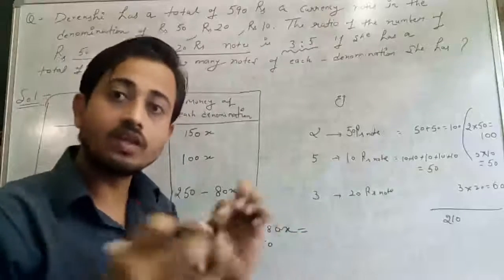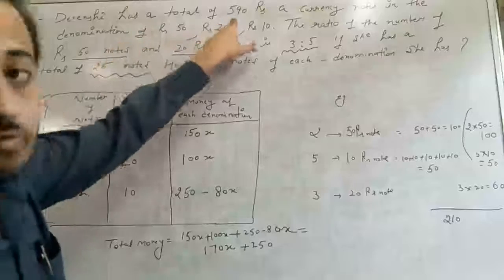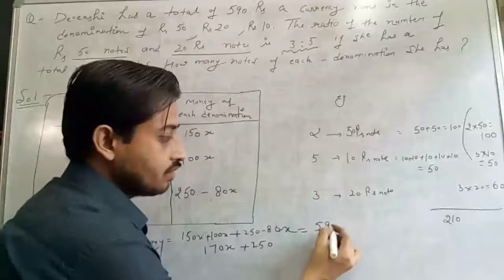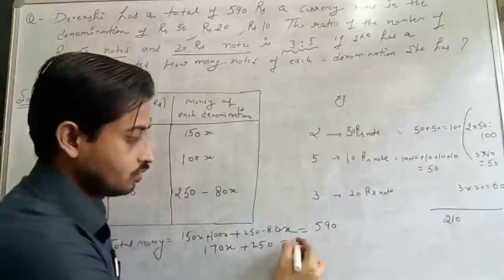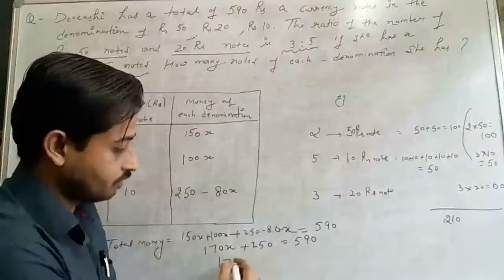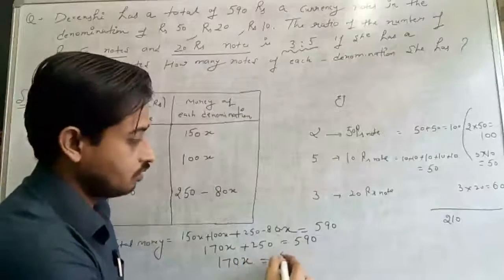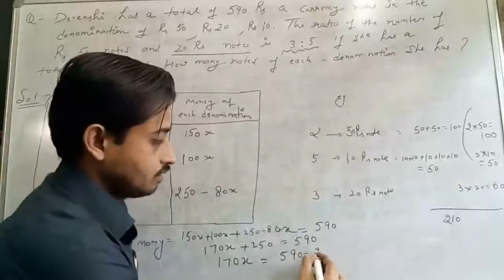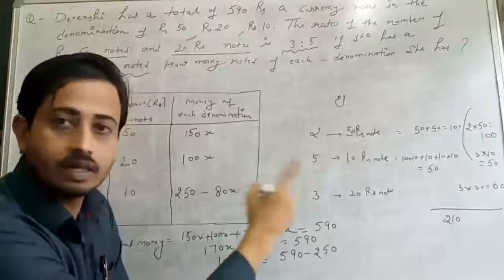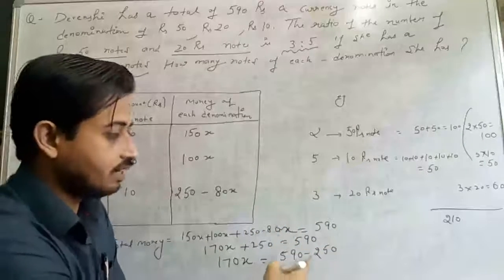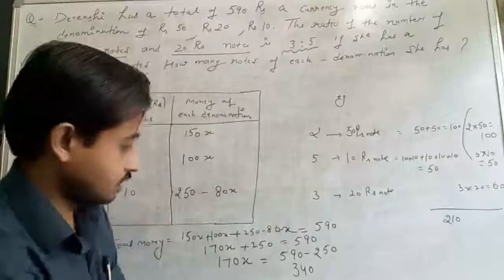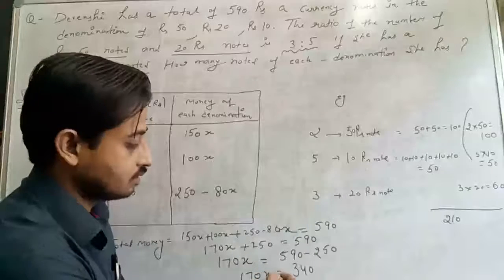We have total money which is equal to 590. It means we have been given total money is 590 rupees, which is equal to 590. Now solve it. 170x is equal to 590 minus 250. We take the 250 to the right side, it will become negative. So 590 minus 250, what will we get? 340. Here we have 170x.